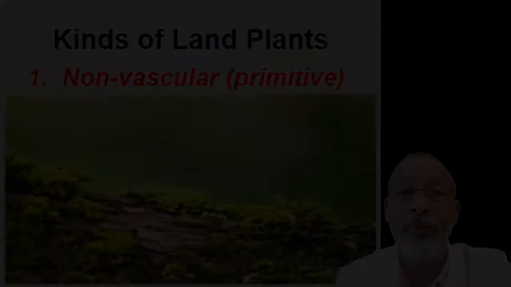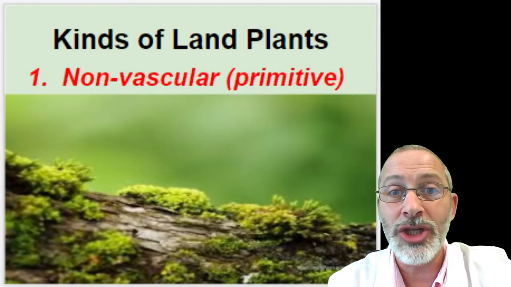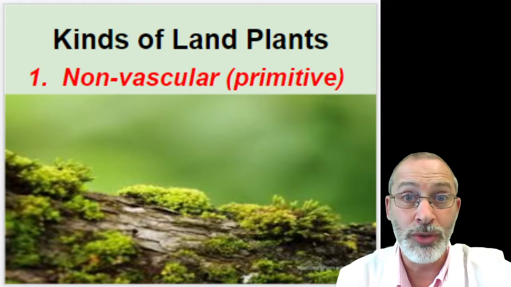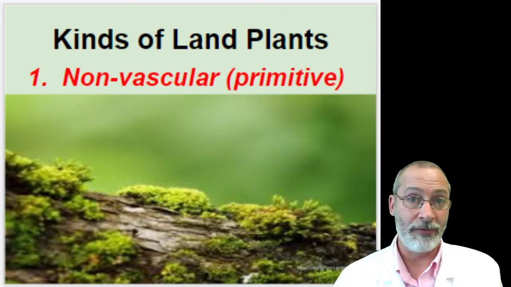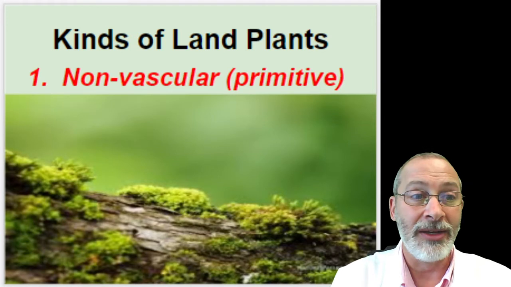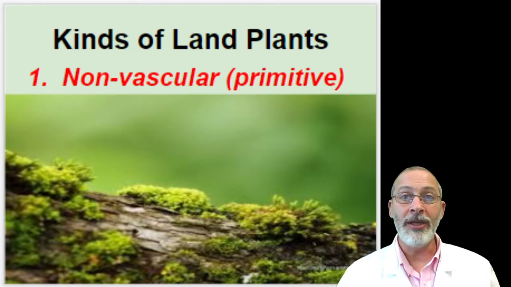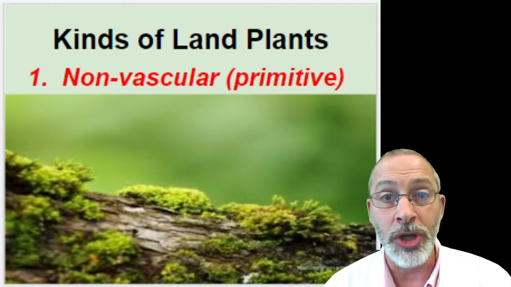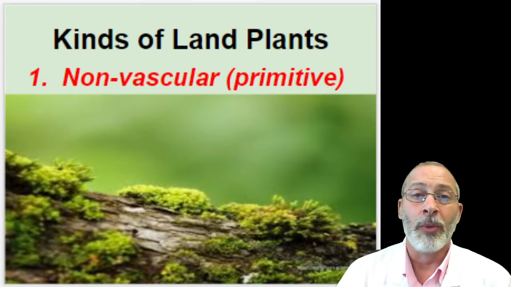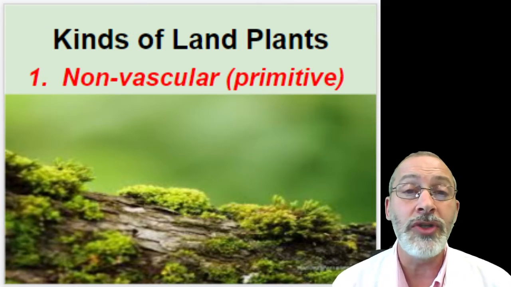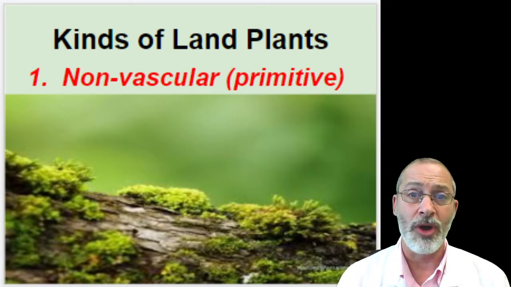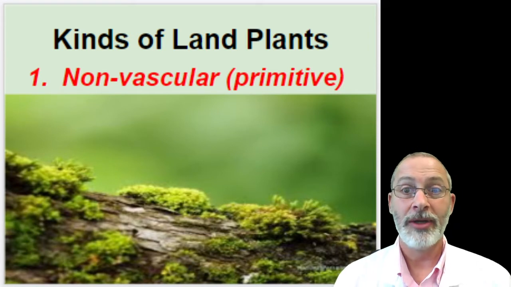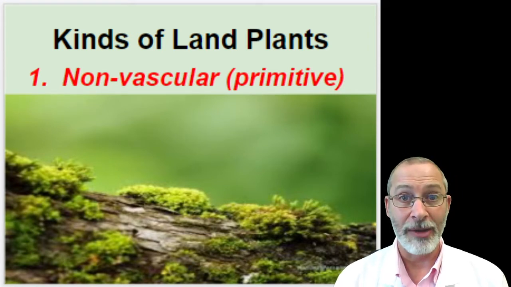But today we're going to be starting our discussion of 2 kinds of land plants, 2 different categories, if you will, of land plants. So let's begin. Make sure your books are open and you are copying this in your notes at this time. And we're going to begin today with the first of 2 kinds of land plants called non-vascular or primitive land plants.